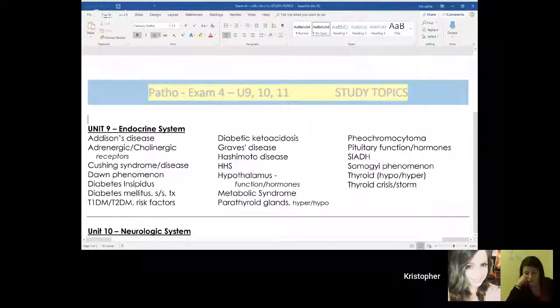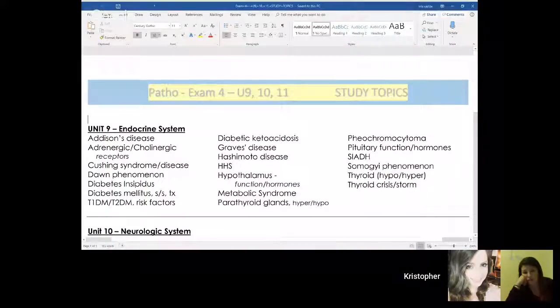Yes. The adrenergic receptors are A1, A2, B1, B2, and dopamine. Okay, so do you want to go through exactly what they do, or do you know what they do? I don't have it memorized, but I can try to. Let's go through it then. If you don't have it memorized, let's go through it.